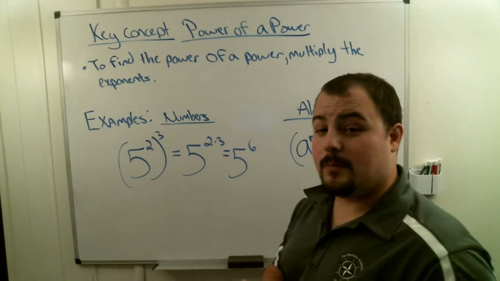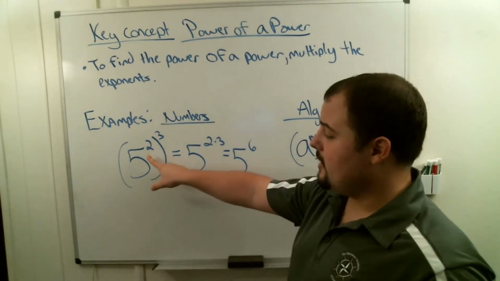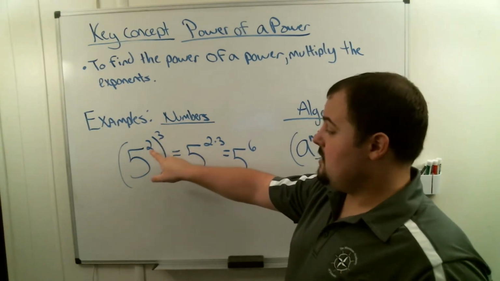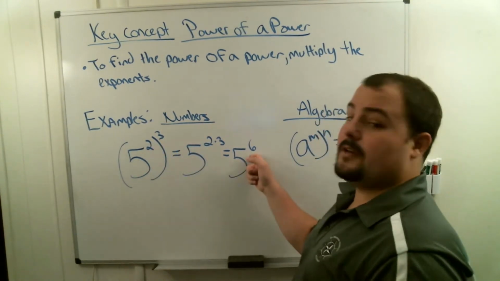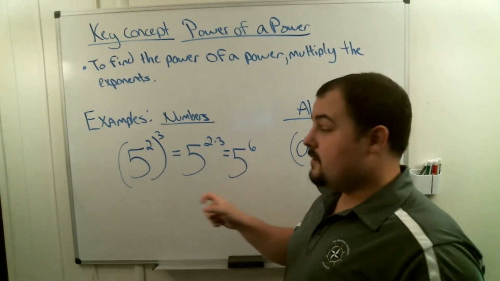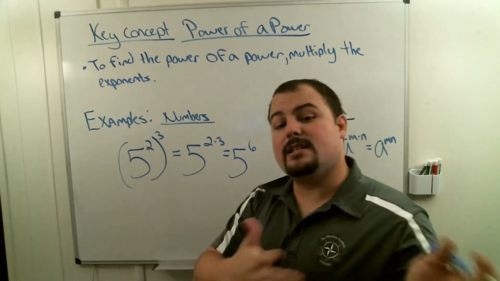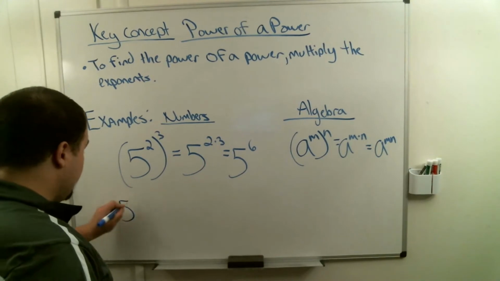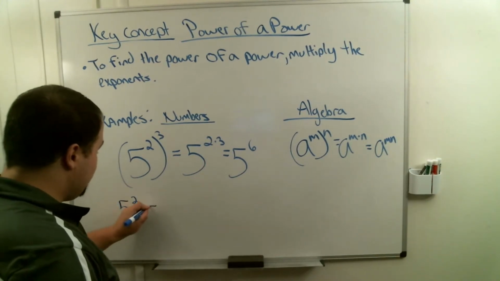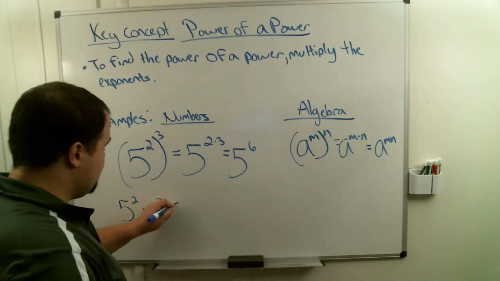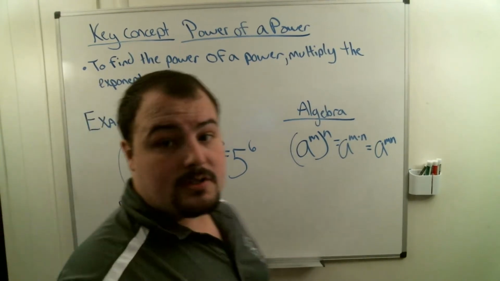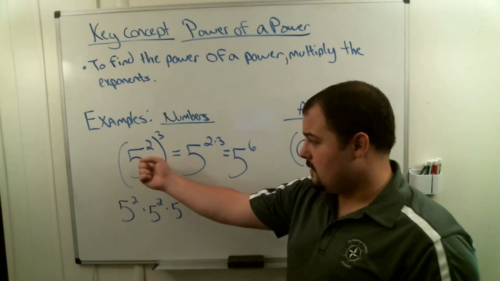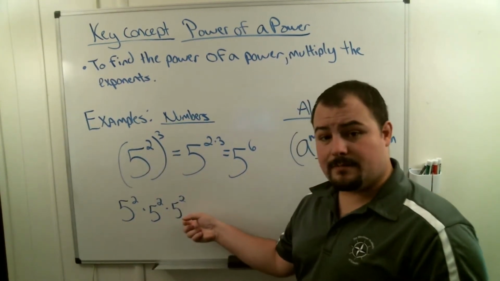The reason why we're able to multiply these exponents is because if you look here, we have 5 to the second power 3 times. So we take 2 times 3 to get 5 to the 6th power. This little 3 right here means that we're really seeing it 3 times. So I'm going to write that out: 5 to the second times 5 to the second times 5 to the second. We know that an exponent means how many times we see a number. Well, we now see 5 squared 3 times.